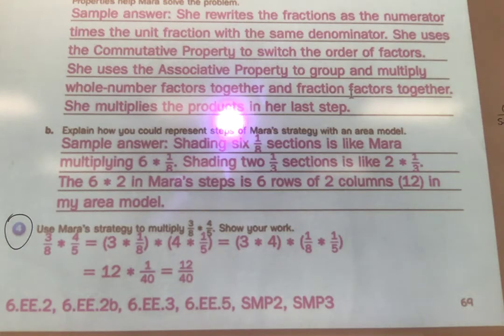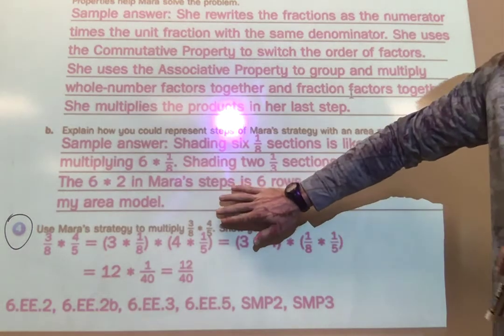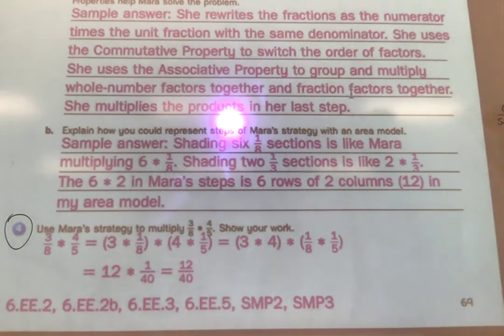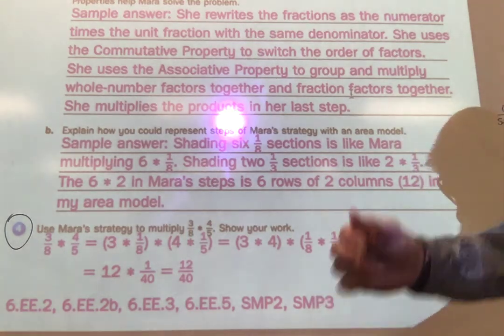So the goal here is you can take a problem that's 3/8 times 4/5 and break it down and show me you understand the properties and solve it in this abstract way using those properties. So we will do some practice slides now regarding those different properties.